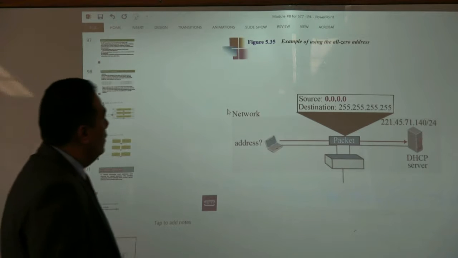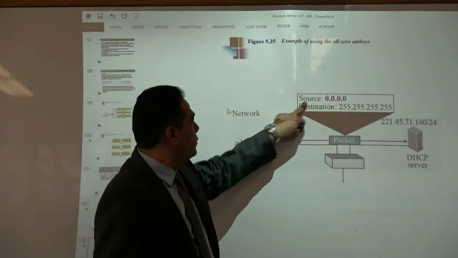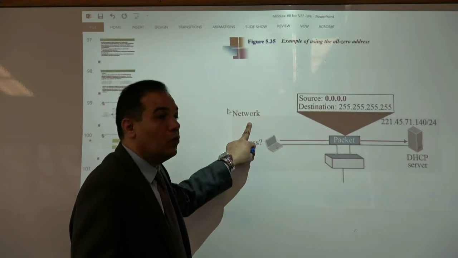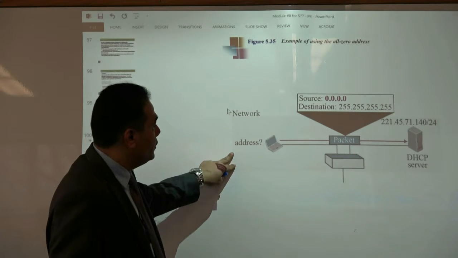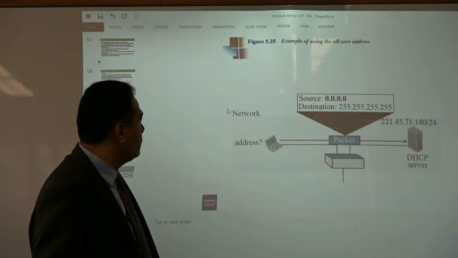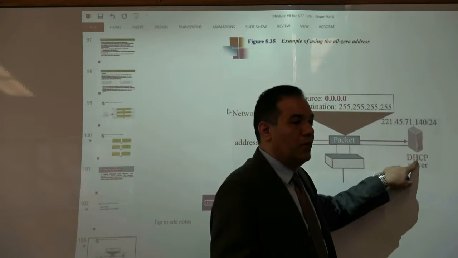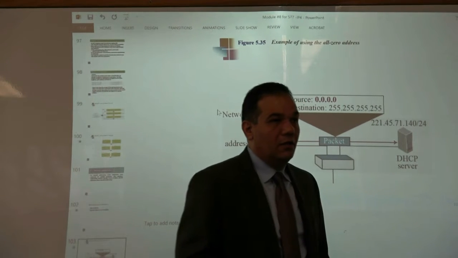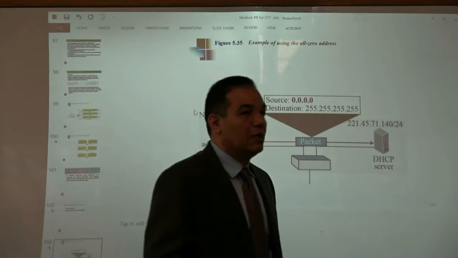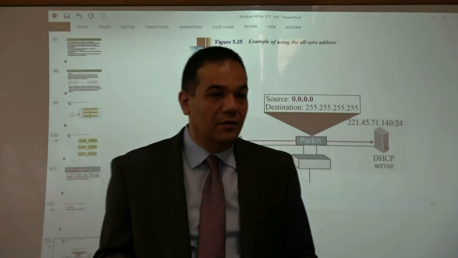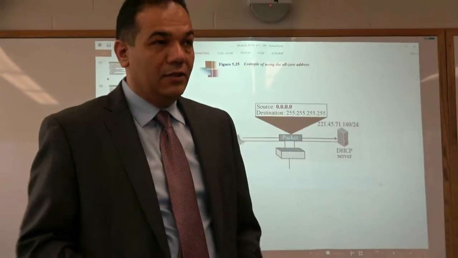So for example, all zeros, okay, means the network address. It's the whole network. And you know what a DHCP server is? We explained what a DHCP server is, right? Okay. So if the destination is 255, 255 means what? Broadcast. When you send a message with this address, that means it's a broadcast.